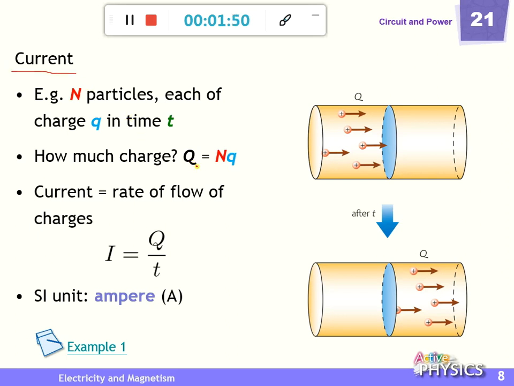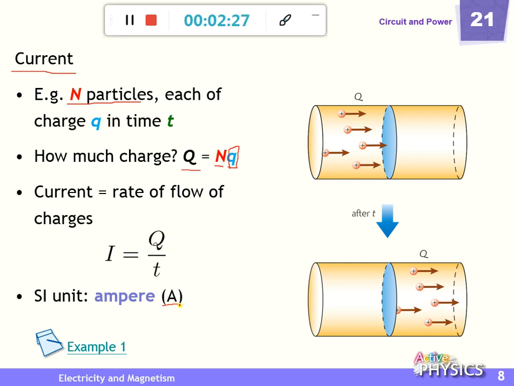Okay, so you should know that the total charges Q depends on the number of charges. Each charge has quantity q, and N is the number of them, N particles. So the total charge will be Nq, okay? And then over the time, Q is the total charge. This one will be the definition of the current. The unit of it is ampere, capital letter A, ampere.